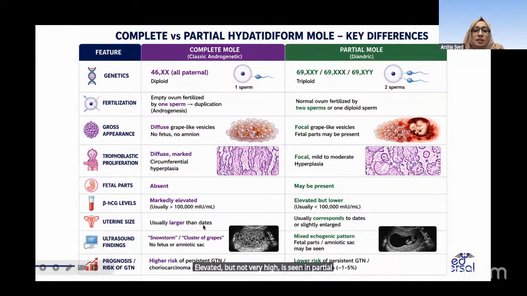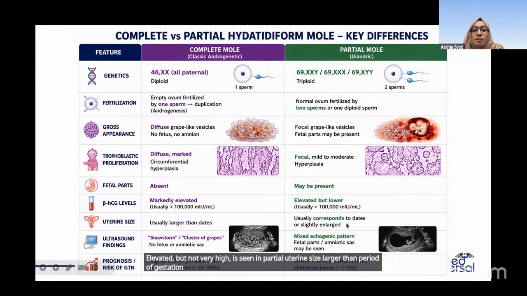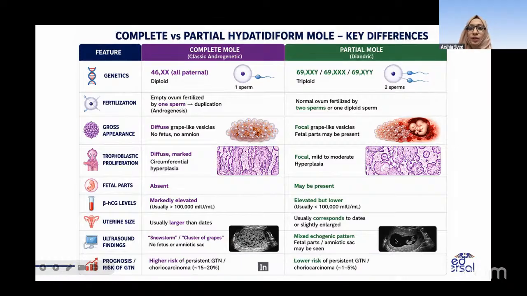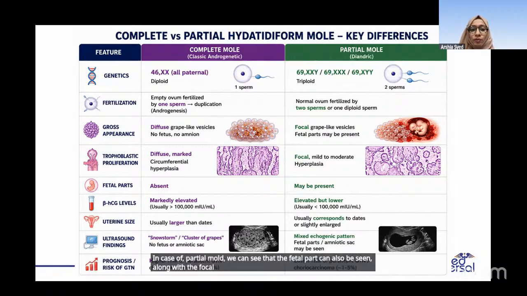In complete mole, uterine size is larger than the period of gestation. In partial, uterine size may be slightly large or corresponding to the period of gestation. On ultrasound, you'll see the snowstorm appearance because of those edematous villi. In case of partial mole, the fetal part can also be seen along with the focal proliferation of the villi.